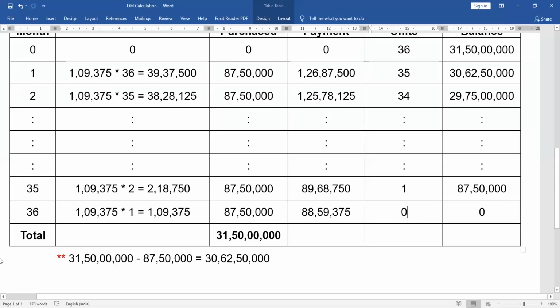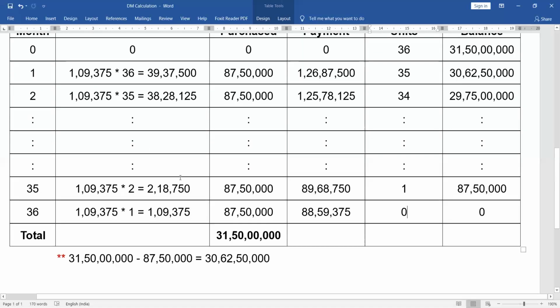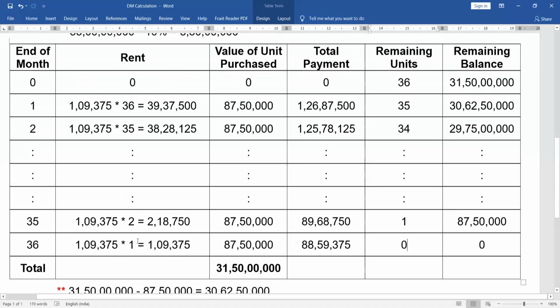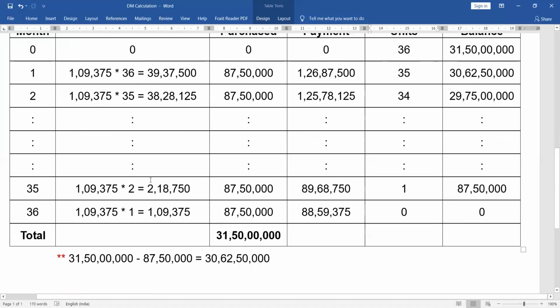This is the method. So in total, 31 crore 50 lakh he has paid, by purchasing all the units, plus the rent. Here, what is the profit of the bank? The bank has received whatever investment the bank has made. Apart from its investment, during these 3 years, 36 months, the bank has received this much amount of rent. That is the bank's profit.